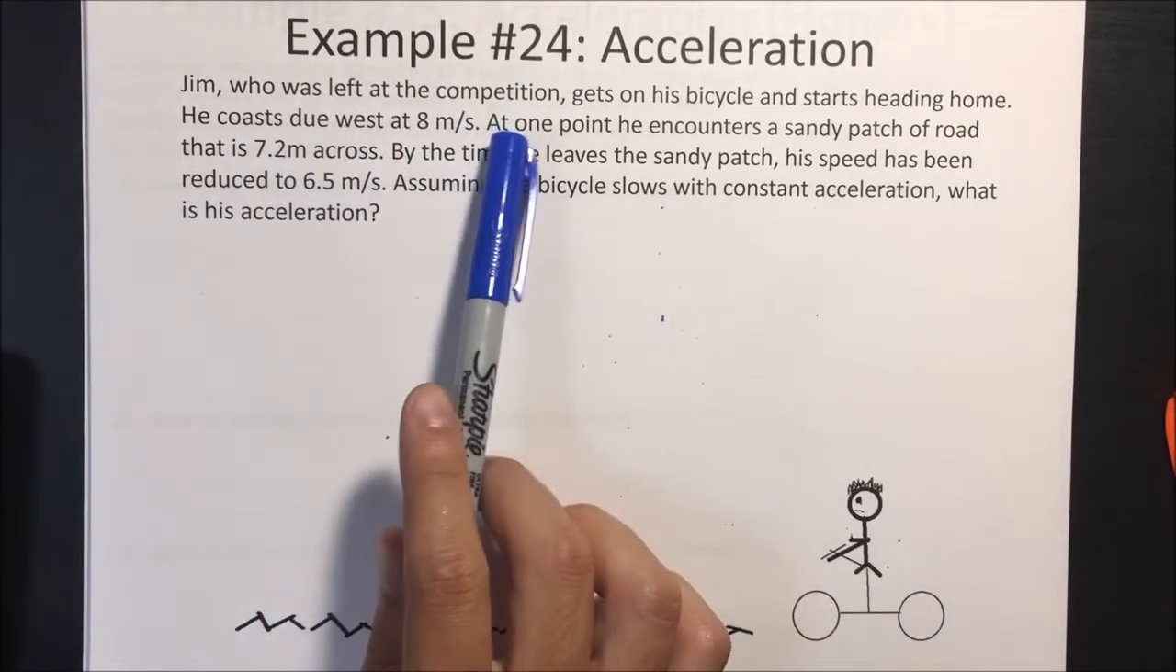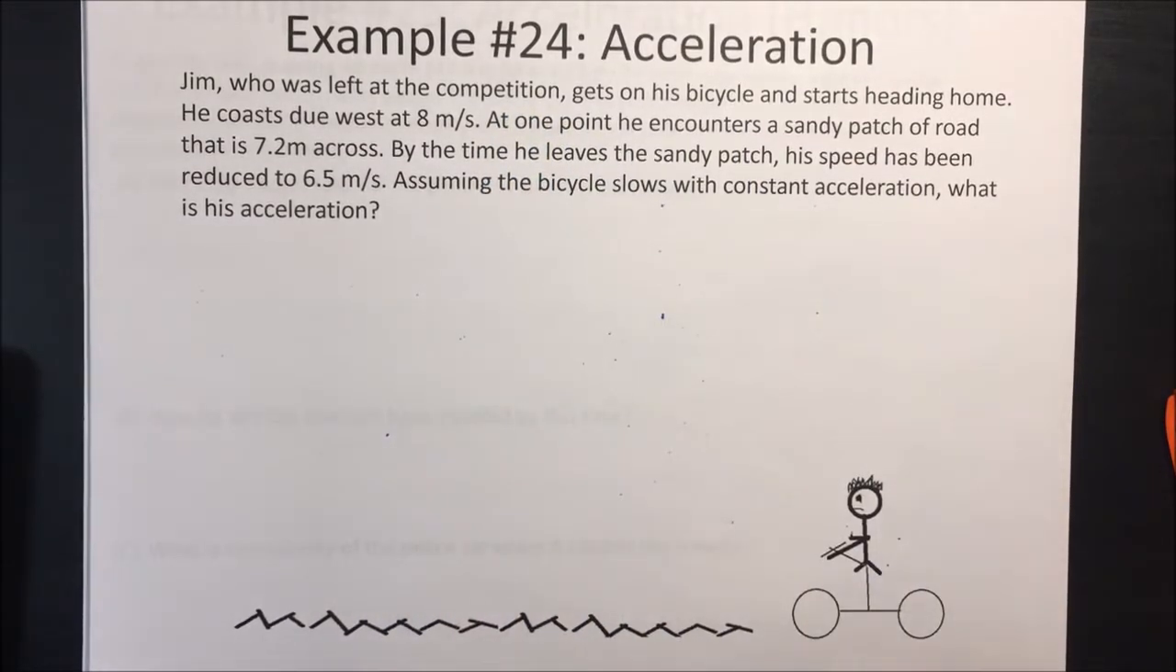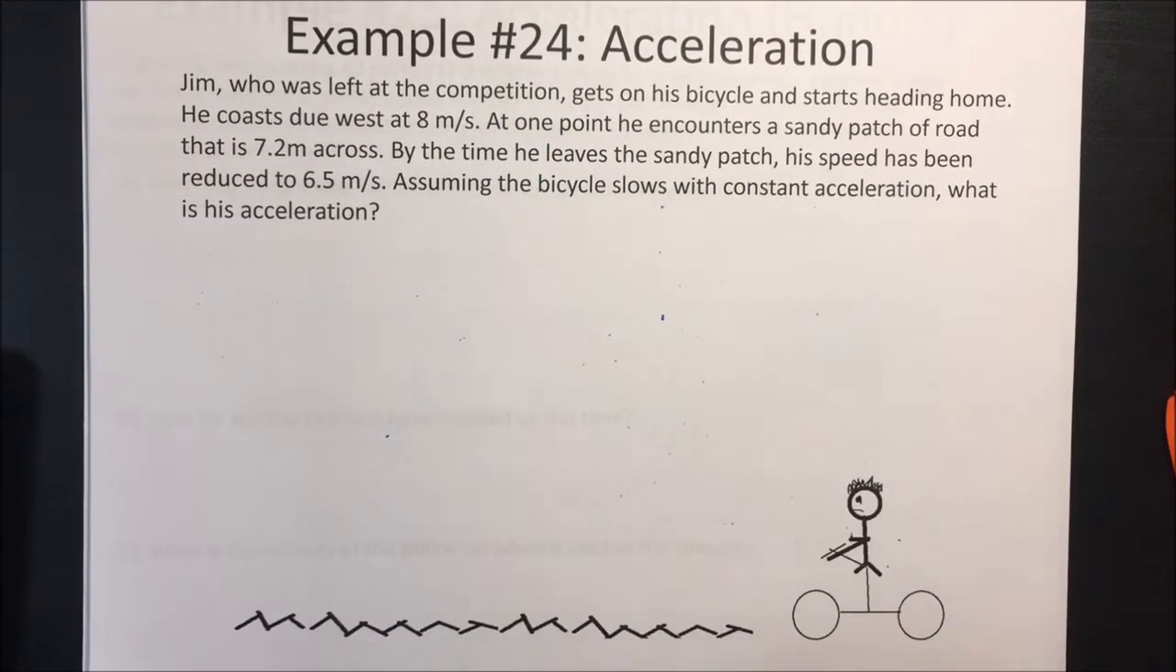Jim, who was left at the competition, well that's not nice, gets on his bicycle and starts heading home. He coasts due west, so he's going to the left here, at 8 meters per second. At one point he encounters a sandy patch of road that is 7.2 meters across. By the time he leaves the sandy patch, his speed has been reduced to 6.5 meters per second. Assuming the bicycle slows with constant acceleration, what is his acceleration?